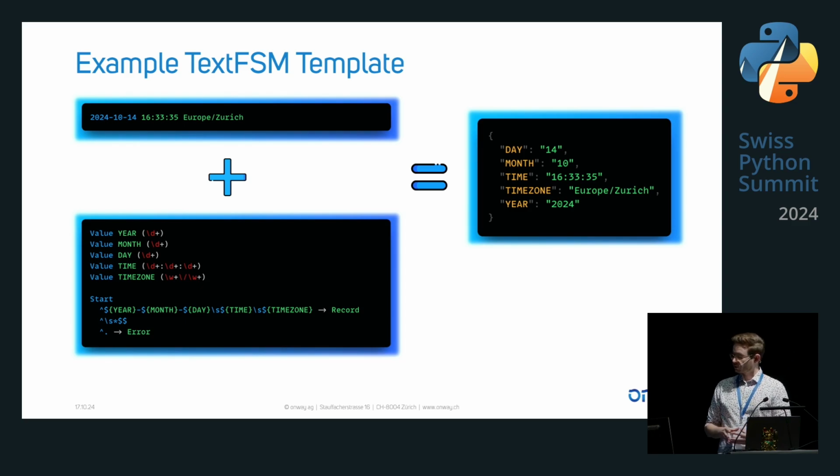And at the bottom of this text FSM template, you can see that we just combine all the different values from the top, and we try to match the output that we receive on the CLI. And if we combine this raw output with the text FSM template, we receive the output on the right side. So right now we have a dictionary with some key values that we can then use inside of our scripts.